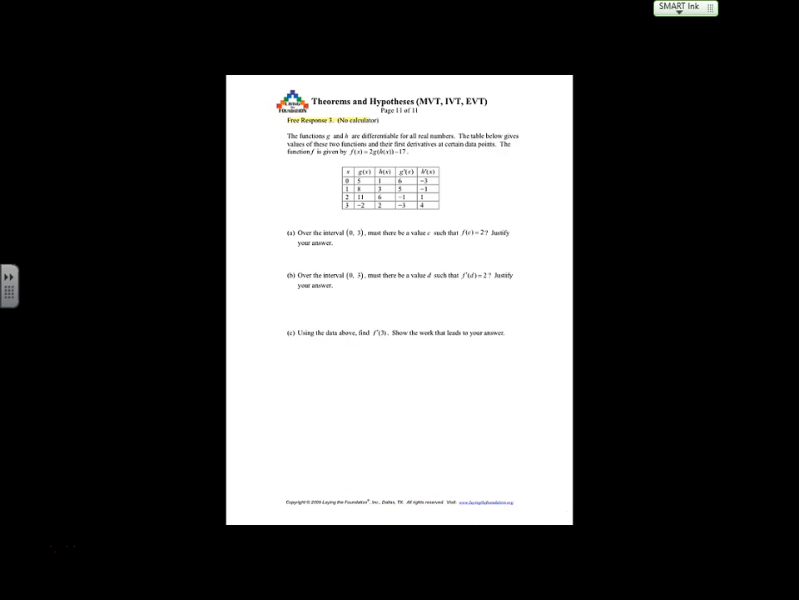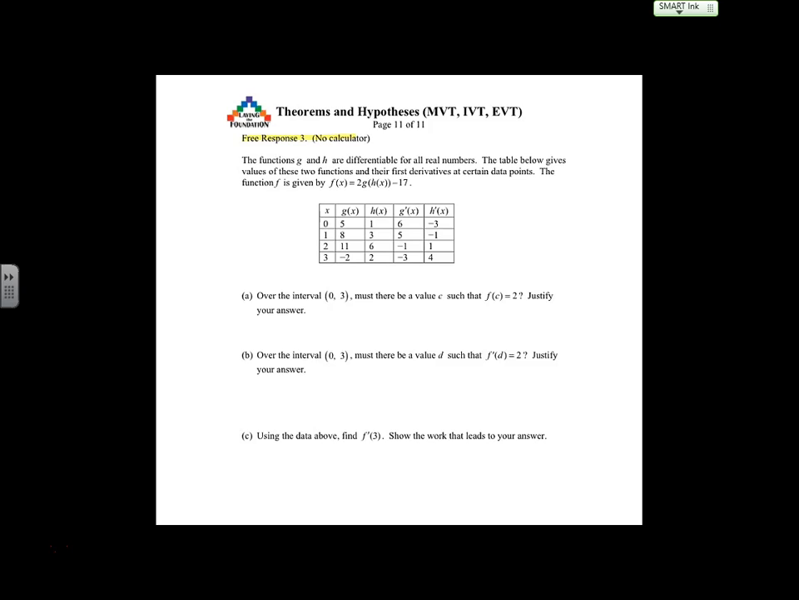Kiddos, with that, I think we had one quick question in FR. Ooh, I forgot. You guys had a big old question in FR3. Do we have a table? Yes or no? Yep. What do they give us in the table? A whole lot of stuff. However, it's very important that you see the function f is 2 times g of h of x. Look, I think chain rule is going to come into play. Minus 17. 2 functions, their first derivatives, yada, yada, differentiable.